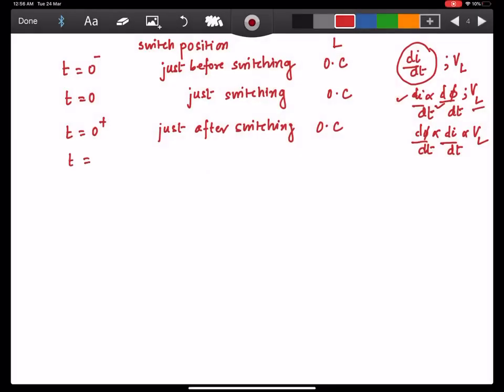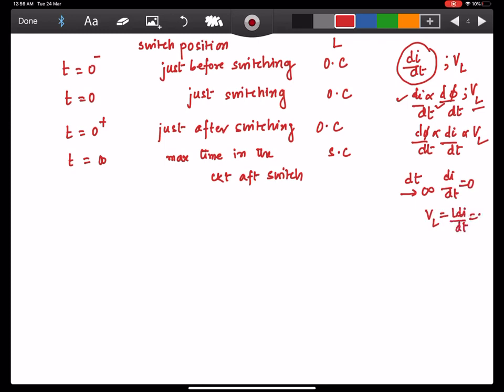At t is equal to infinity, the switch position is at maximum time in the circuit after switching, and we will have a short circuit. This inductor will behave as a short circuit because t tends to infinity and di by dt will become 0. Hence VL, that is equal to L di by dt, is equal to 0. So VL is equal to 0.